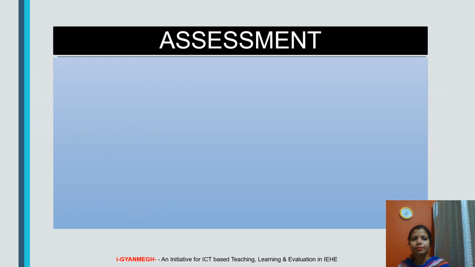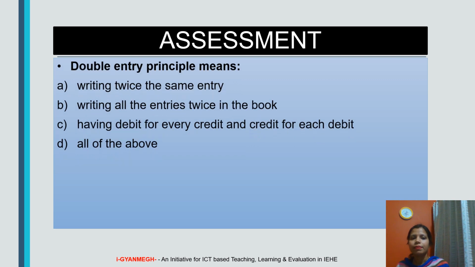Question. Double entry principle means writing twice the same entry, writing all the entries twice in the book, having debit for every credit and credit for each debit. And last option is all of the above. And your time starts now.